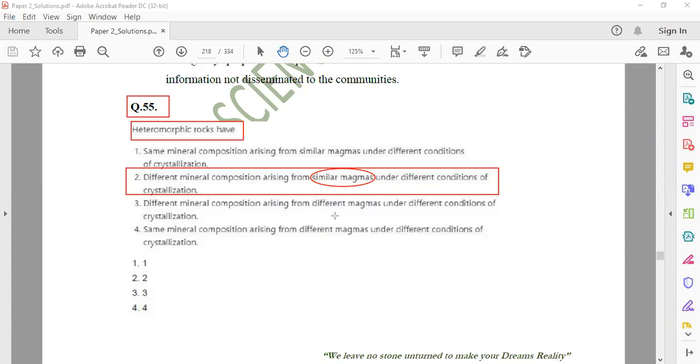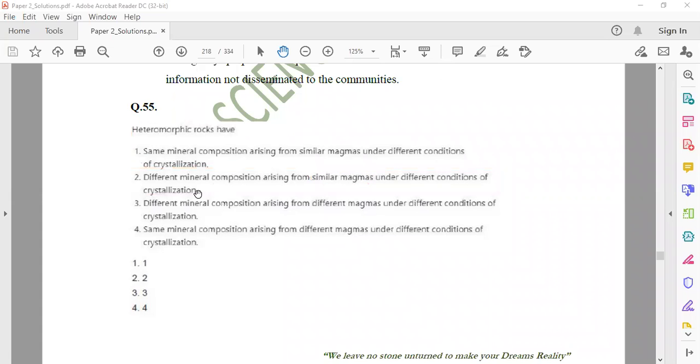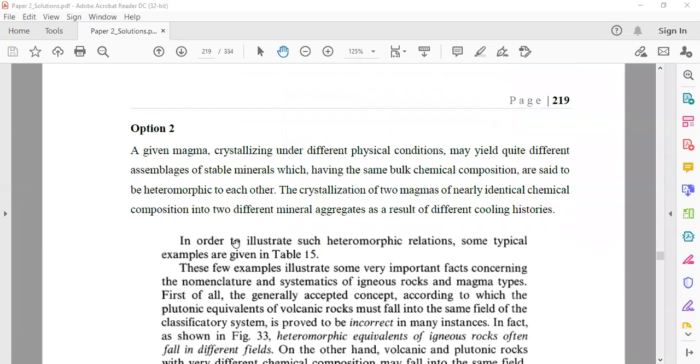Is it clear to one and all? Anyone having any doubt in this? Now we will go through the briefing of this question, how it comes. So the correct option here is 2. Question number 55, the correct answer is 2.